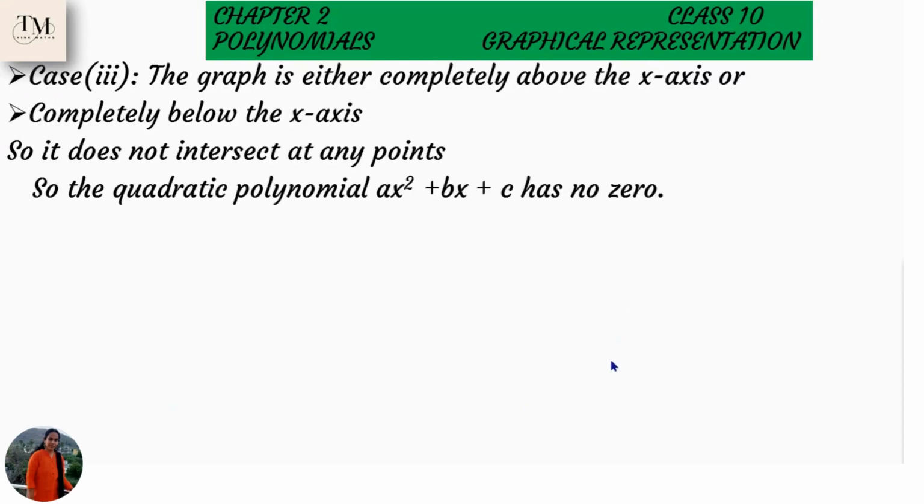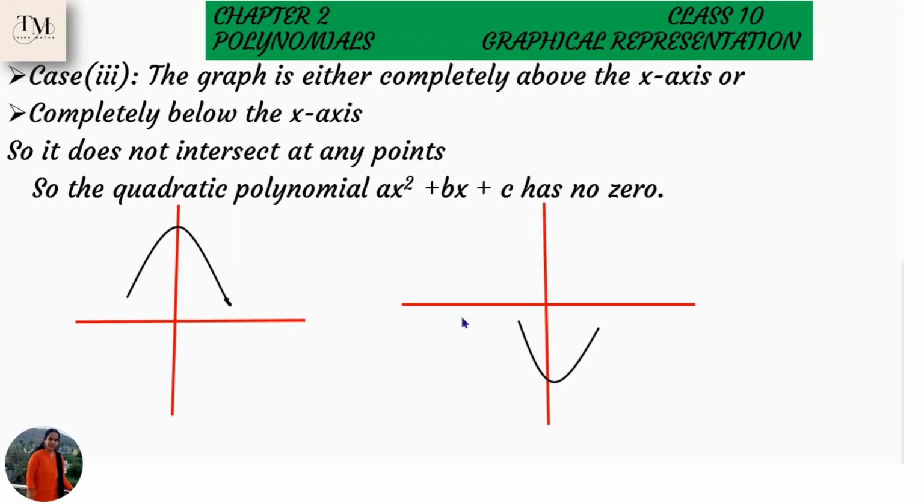Okay. So in the next case, the graph is either completely above the x-axis or completely below the x-axis. That is, it doesn't intersect. That means it doesn't have any zero. For example, if we get the graph like this, it doesn't intersect the x-axis. So the quadratic polynomial doesn't have any zero. If we get it in this way, here also we don't get any intersection point at the x-axis. So this quadratic polynomial has no zero.